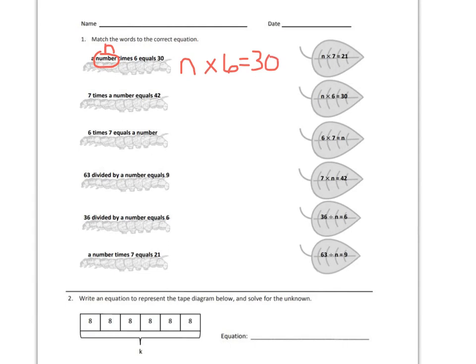I'm now going to match what I wrote to the correct equation. And there it is, second one down. A number times 6 equals 30.